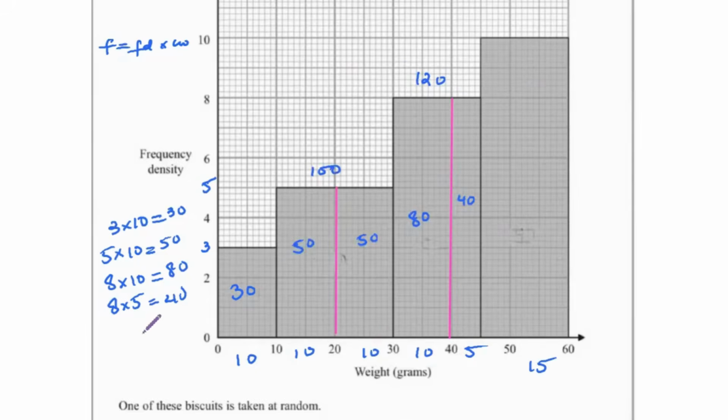And for the last one, that's 10. So 15 times 10, that's 150. So this is 150. Our focus is from 20 to 40. So that's 50 plus 80. And then we need the total frequency because we're trying to find the probability. So for the total, we add 30, 100, 120, and 150. So let's do that.